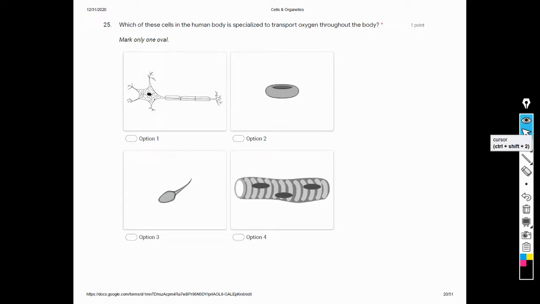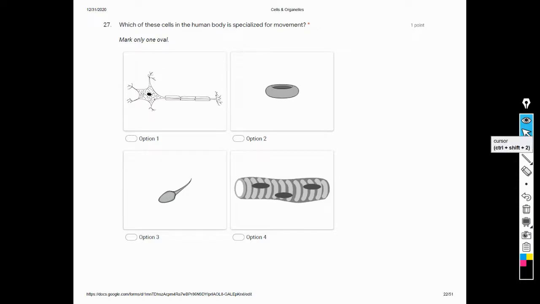Question 25. Which one of these cells is specialized to transport oxygen in the human body? That would be your red blood cells. Again, those disc-shaped cells that are concave in the center, those are representing red blood cells. They have the protein hemoglobin, which allows them to transport oxygen. 26. Which one is specialized to transmit electrical signals? That would be this guy here, your neuron, or what is referred to sometimes as a nerve cell.